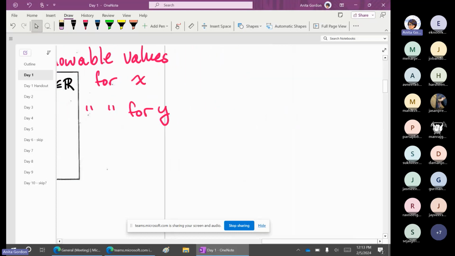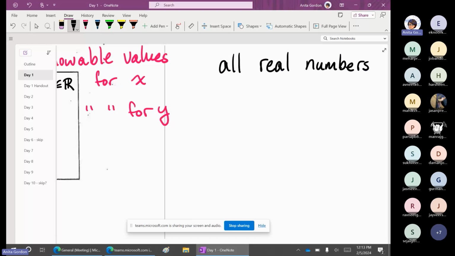Okay, quick aside here, you don't have to write this down. All real numbers in math, we shorten it to this fancy R, and it's not that fancy. You just do 2 lines and then an R. That's all real numbers. This symbol here means is a part of.